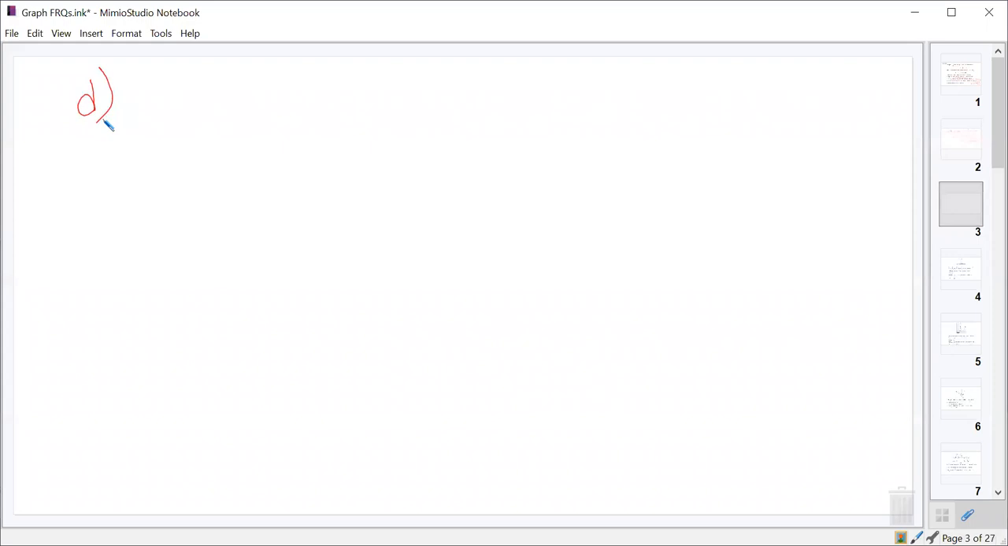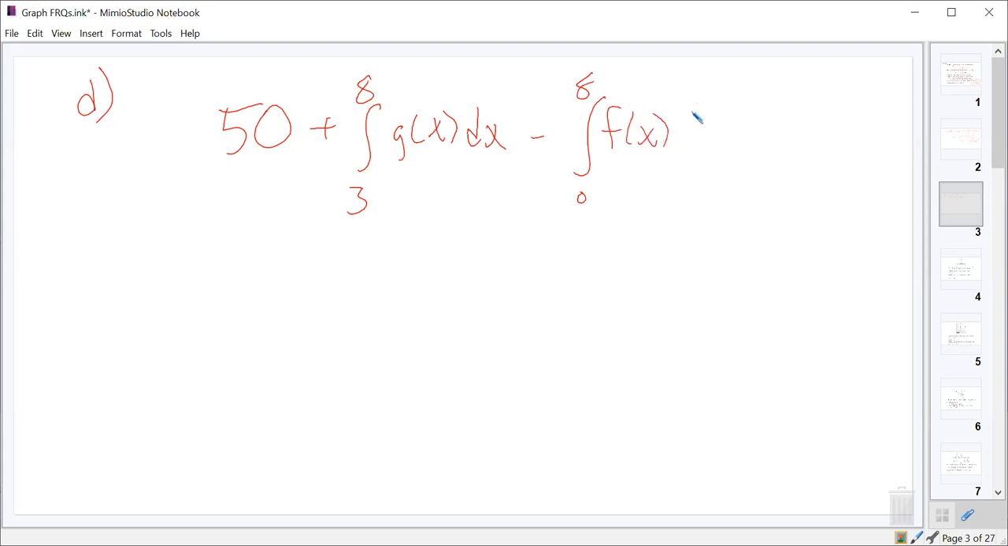What was part D asking? The amount at 8? Okay. So we're just going to go back to that original equation that we just had: 50 plus the integral from 3 to 8 of g minus the integral from 0 to 8 of f. And whatever you get when you plug all of that into your calculator is your answer, which came out to be 20 something, I think, if I remember. 23.347 pounds of bananas.